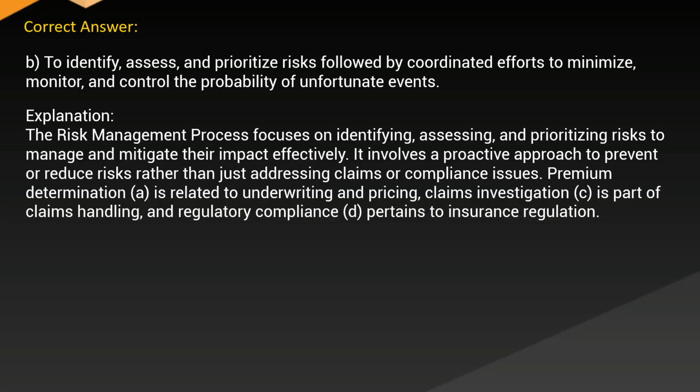Correct answer: B. To identify, assess, and prioritize risks, followed by coordinated efforts to minimize, monitor, and control the probability of unfortunate events. Explanation: the risk management process focuses on identifying, assessing, and prioritizing risks to manage and mitigate their impact effectively. It involves a proactive approach to prevent or reduce risks rather than just addressing claims or compliance issues. Premium determination, A, is related to underwriting and pricing. Claims investigation, C, is part of claims handling and regulatory compliance. D pertains to insurance regulation.